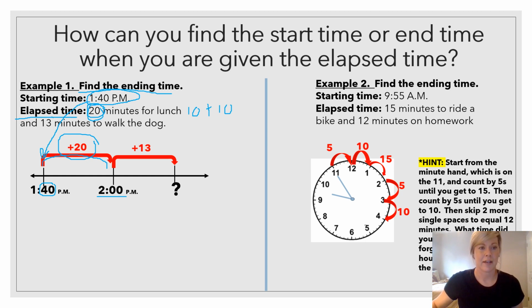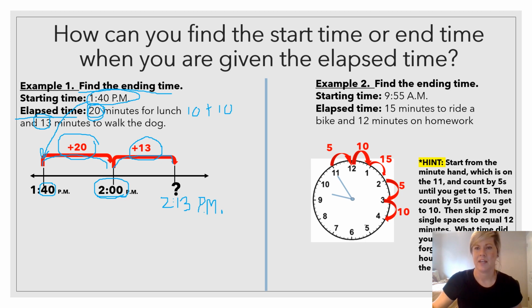The next time is 13 minutes. We jump 13 because, like I said, it's nice and easy to add with 2 o'clock. 2 o'clock plus 13 minutes would be 2:13. So your end time would be 2:13, and make sure you put AM or PM. It's still PM. It did not change to AM.